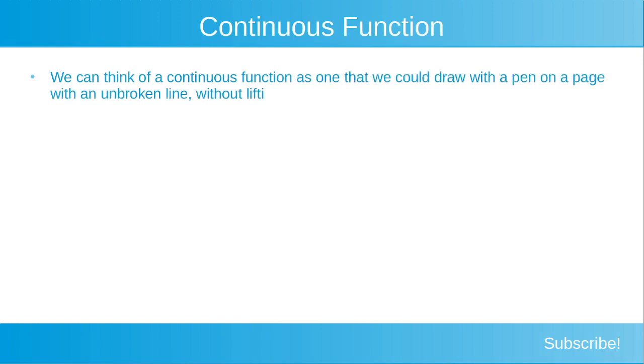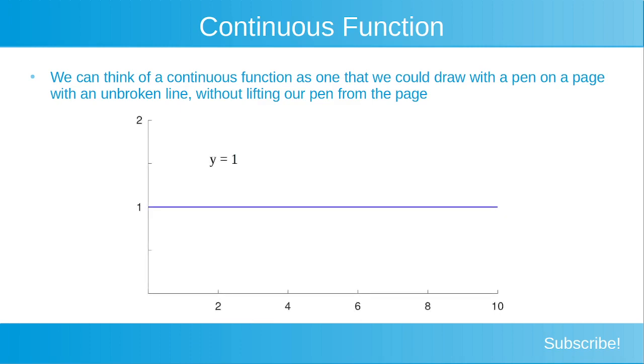We can think of a continuous function as one that we could draw with a pen on a page with an unbroken line without lifting our pen from the page. Here we have an example of a continuous function. We have the function y is equal to 1 defined and plotted here on the closed interval from 0 to 10. This is a function which we could draw with an unbroken line without lifting our pen from the page.